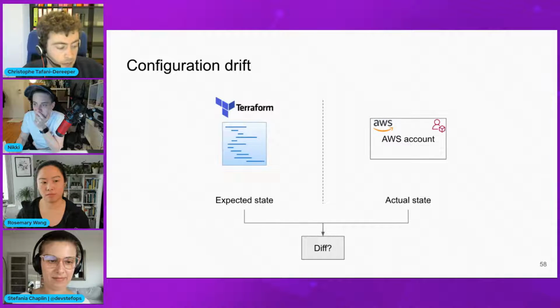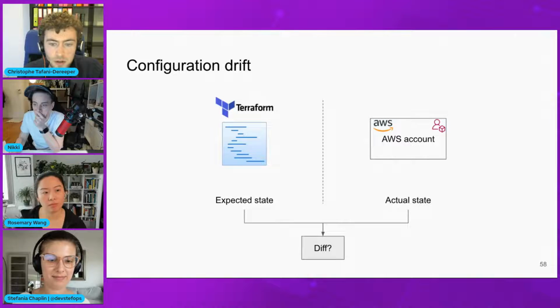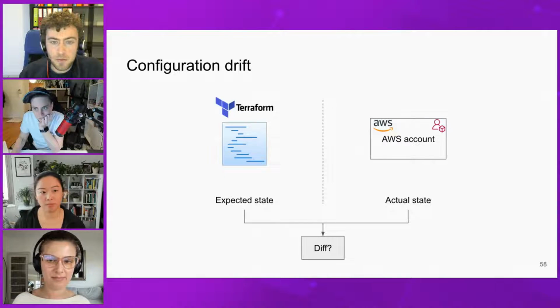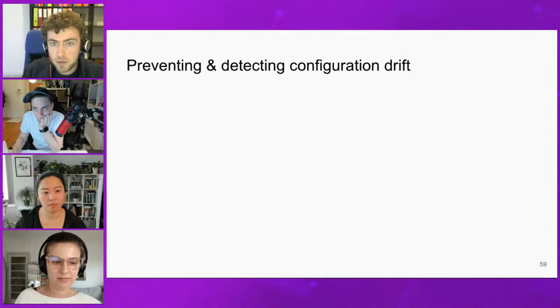So that's the problem space that we call configuration drift. And it's basically, at some point, you had a specific state that was deployed in AWS. And as time goes by, this state drifted a bit from the expected state. So the problem is really trying to reconcile these two things and to have some visibility on what has drifted. So we have two things here: how to prevent the configuration drift and how to detect it.